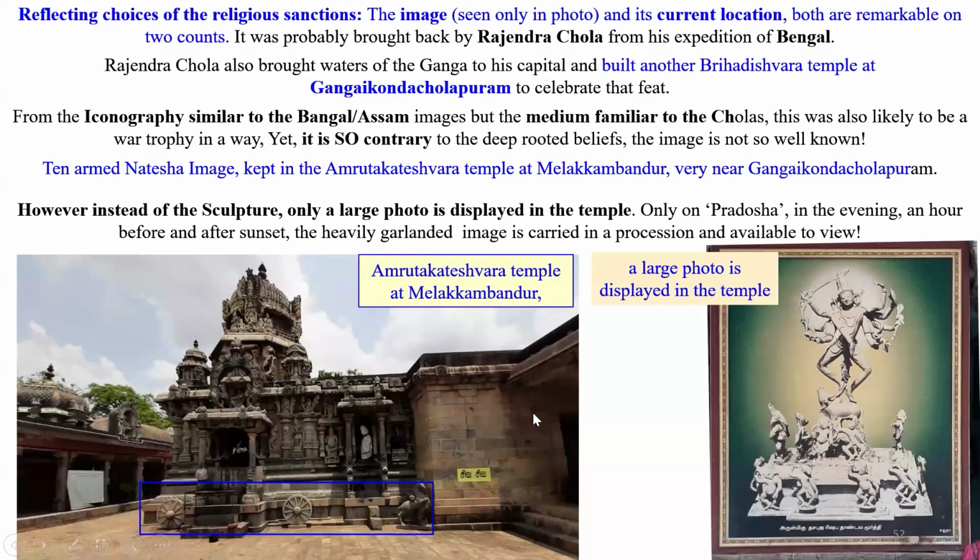Another one of that is Gangaikonda Cholapuram, the temple which Rajendra Chola built. There was one image he had brought from there, but it's only displayed as a photo because of its style, and this would not do. This is where the king was probably overruled by the acharyas, and it's stored in this small Amrutakateshwara temple.